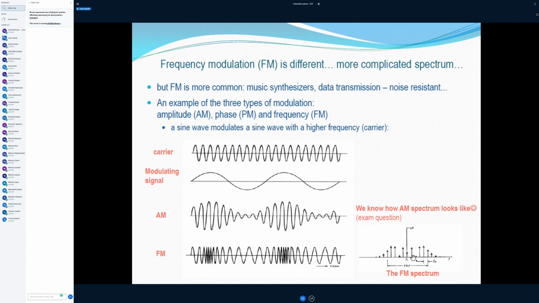And those other samples are in the location equal to, in our example, 100 hertz. It means they are at a distance equal to the frequency of this modulating signal.